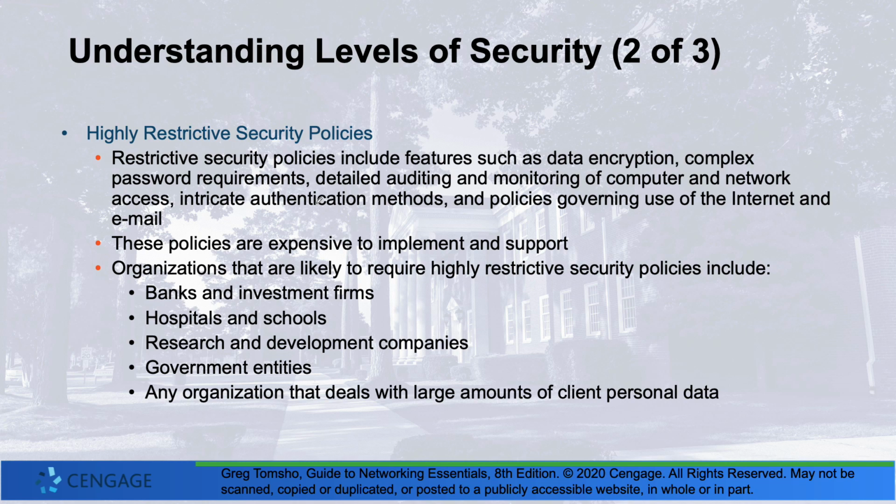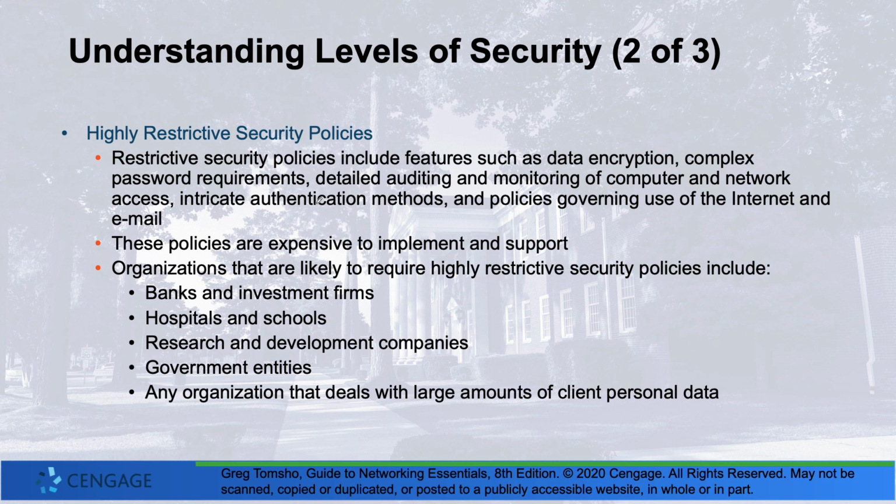So we need to make a decision where we're going to have a security stance for our company or organization. One of the ends of the security spectrum, like I said, was high security. In those types of environments, where we have a lot to lose, we're going to have highly restrictive policies. Highly restrictive security policies include features such as data encryption, complex password requirements, auditing and monitoring of computer and network access, intricate authentication methods, and policies governing use of internet and email. All of that's really expensive to implement.